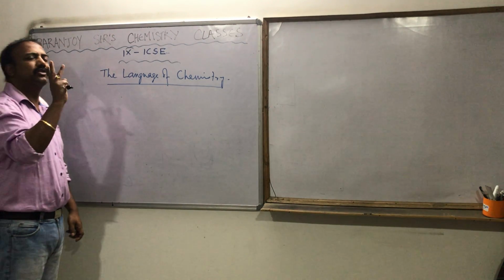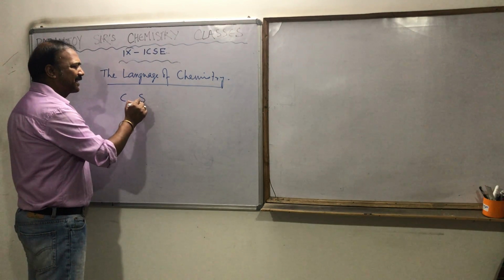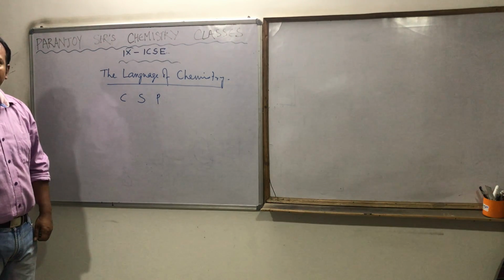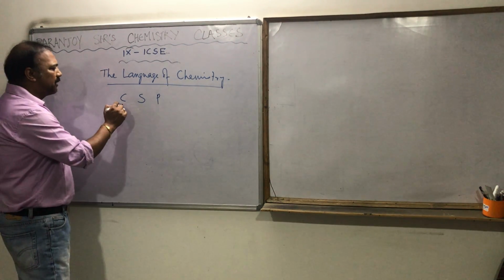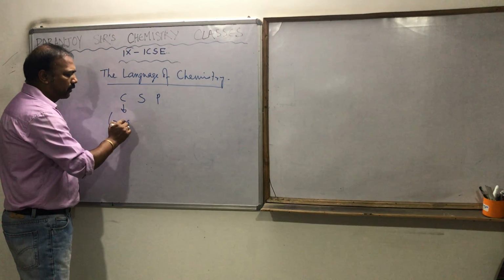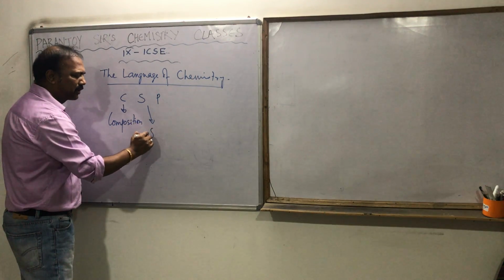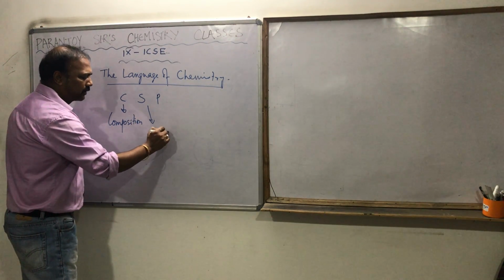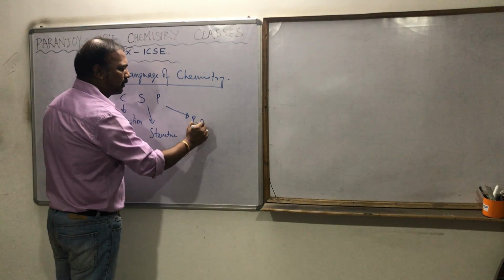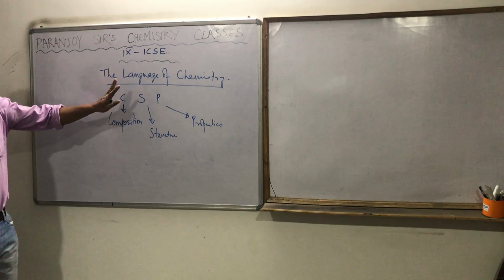Chemistry is nothing but 3 letters. One is C, one is S, and one is P. What are these 3 letters? C means composition. S means structure. And P means properties. So what is chemistry? It's CSP.